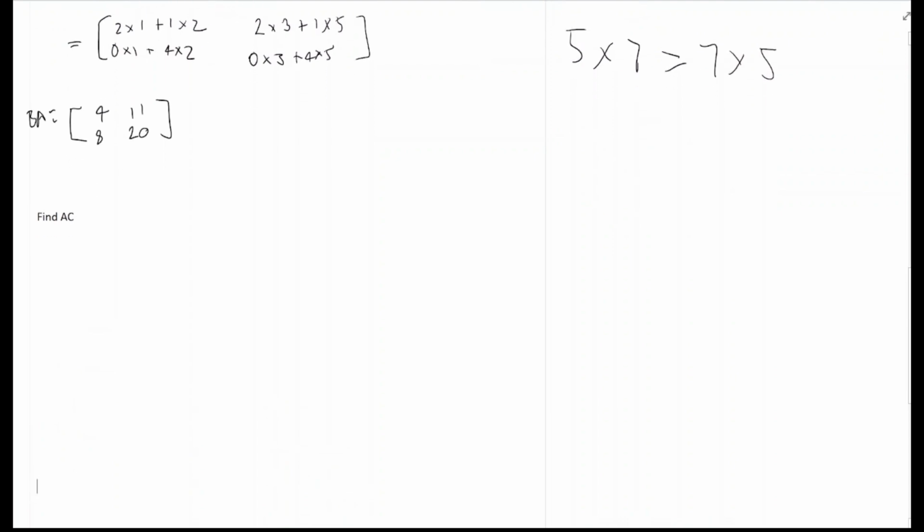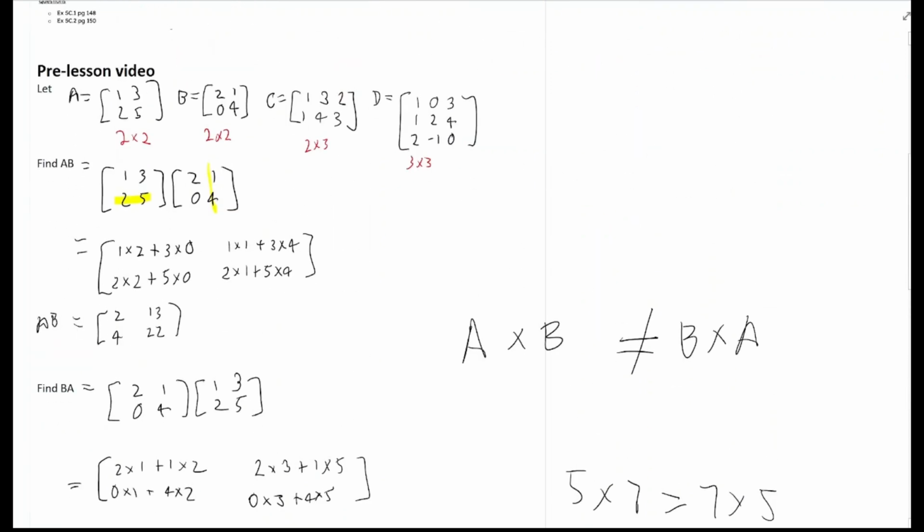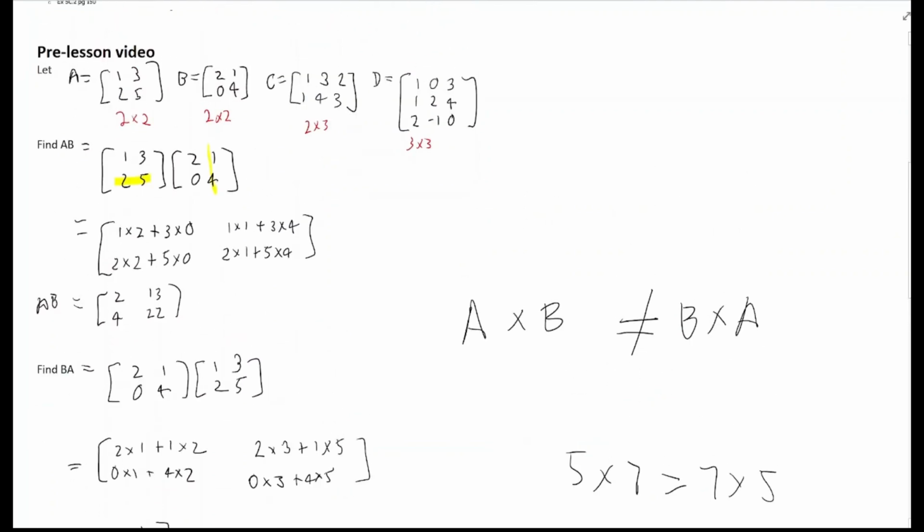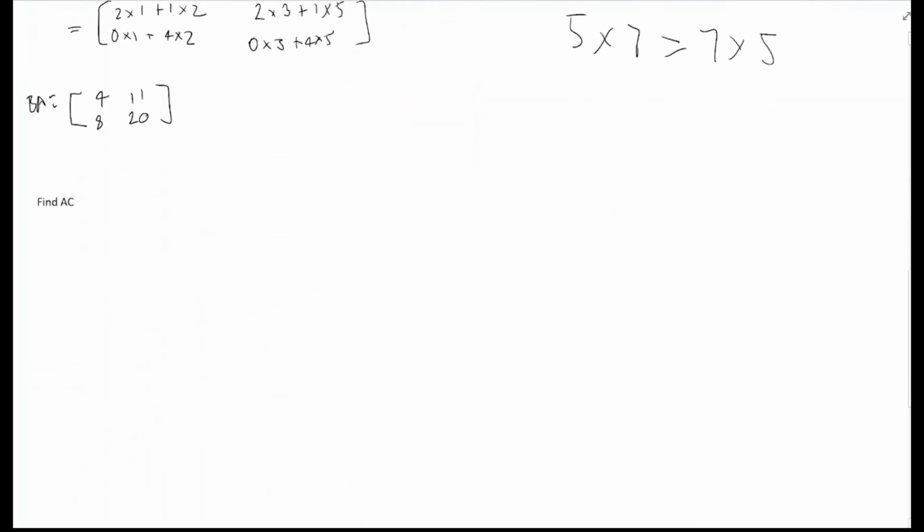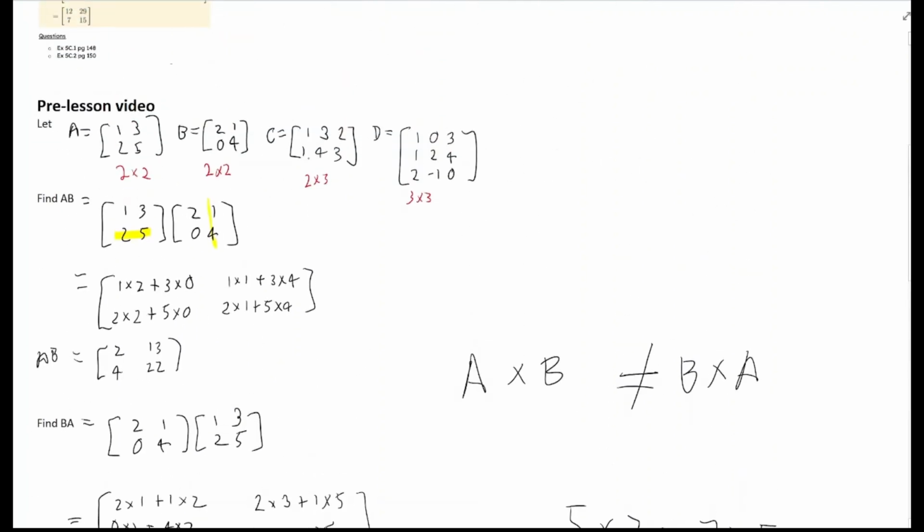We'll do A times C, and this will be a good example of rectangular matrices. 2, 1, 0, 4, 1, 3, 2, 5 is A, times the matrix C, 1, 3, 2, 1, 4, 3.